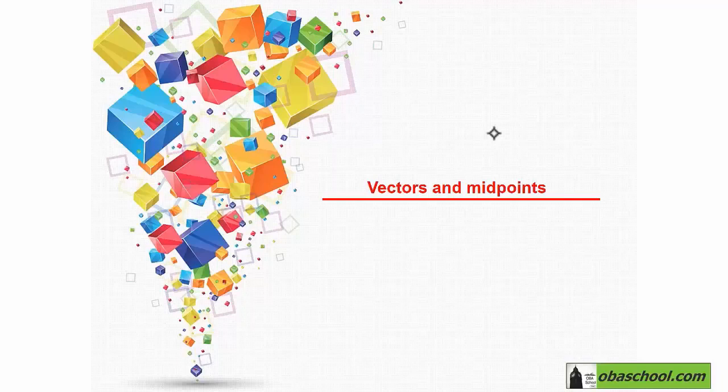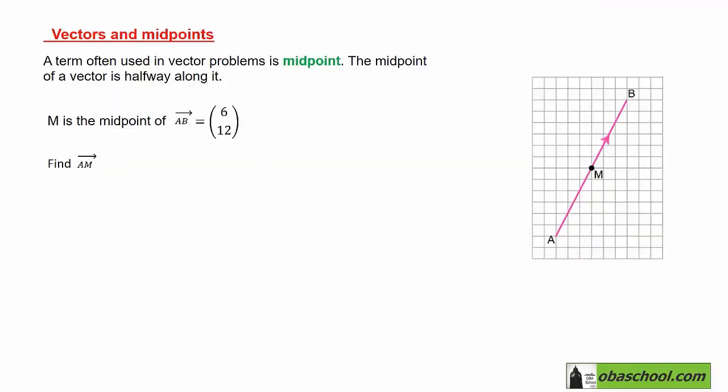In this tutorial, we're going to talk about vectors and midpoints. A term often used in vector problems is midpoint. The midpoint of a vector is halfway along it. M is the midpoint of vector AB, which has the components 6 and 12.